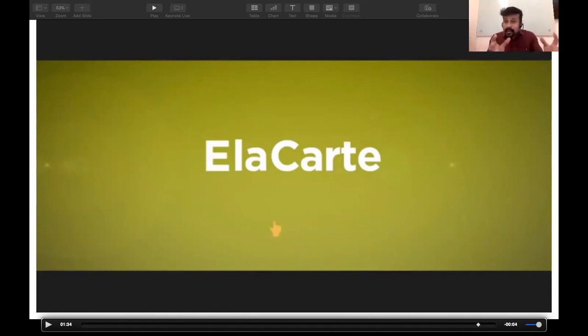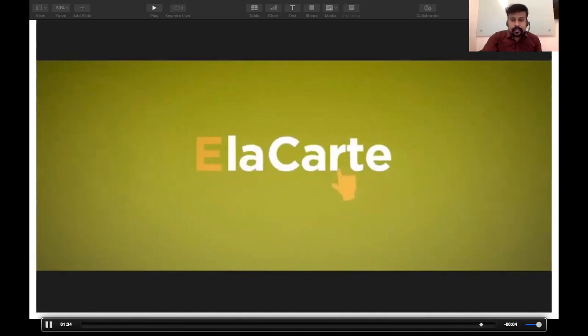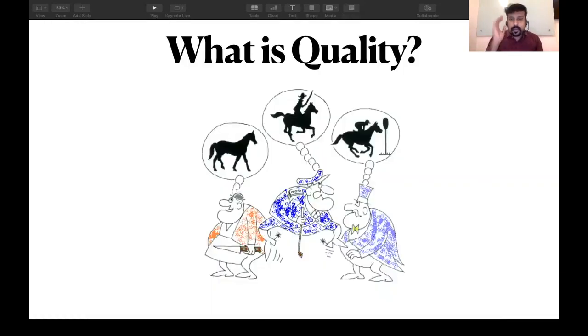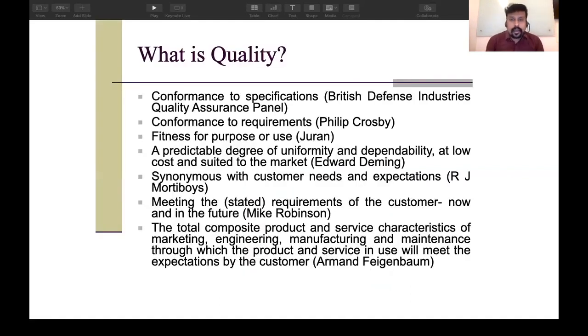Quality is understanding the customer requirement and giving what the customer expects, right? So let us see what we mean by quality. Yes, there are many definitions of quality. Let us see one by one. Now coming to the first definition by the British Defence Industries Quality Assurance Panel, the definition is conformance to specifications.